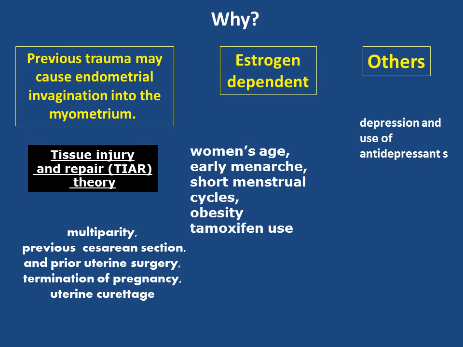And this is actually one of the theories explaining why adenomyosis occurs. It is called the tissue injury and repair theory. But others mention that adenomyosis is an estrogen-dependent disease, so it is commonly seen in patients who have a lot of estrogen. It is common in reproductive age, around 30 years old, and in women with early menarche, short menstrual cycles, obesity, and tamoxifen use. And one of the suggested possibilities, in some studies, is the occurrence of depression and use of antidepressants.